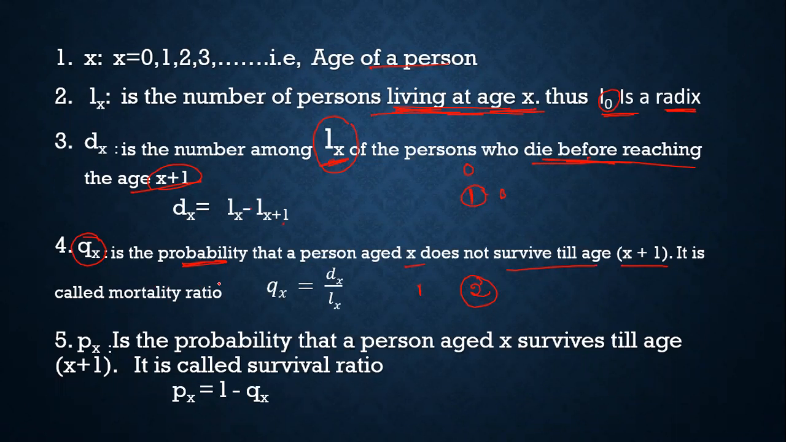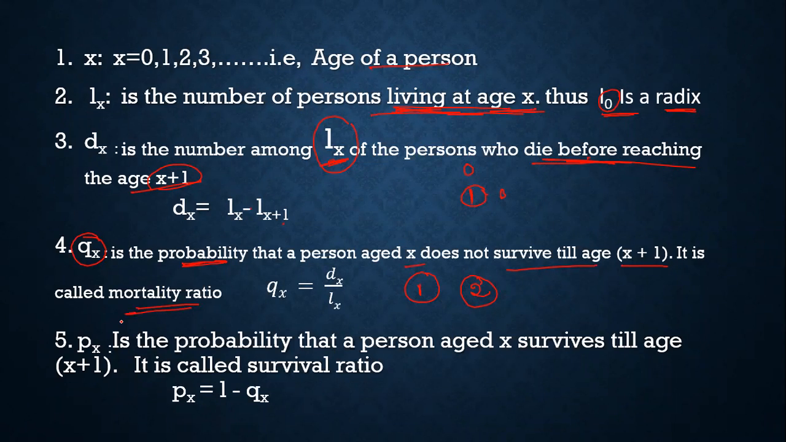The death rate will be calculated under QX. It is a chance. It is a probability. It is one of the chances that a person aged X, that is 1, does not survive till age X plus 1. So before his next birthday arrives, he may die. So he may not survive till X plus 1, the next birthday. That is also called the mortality ratio.